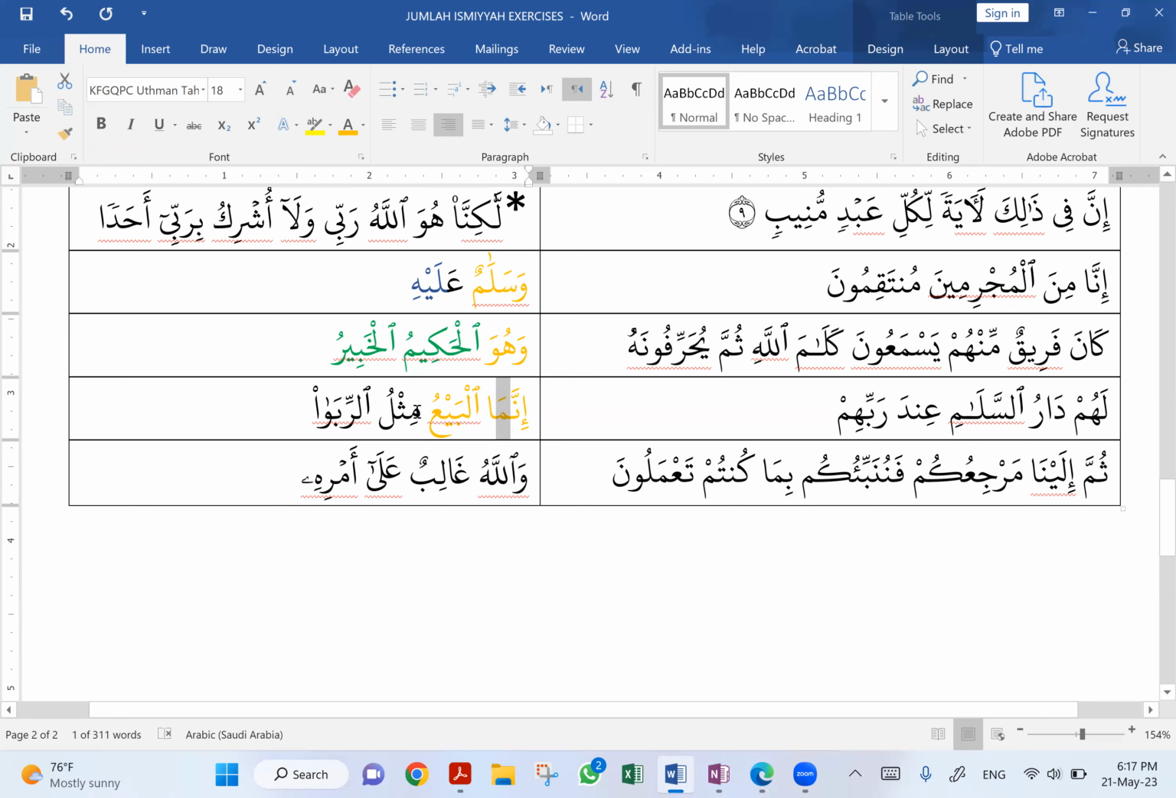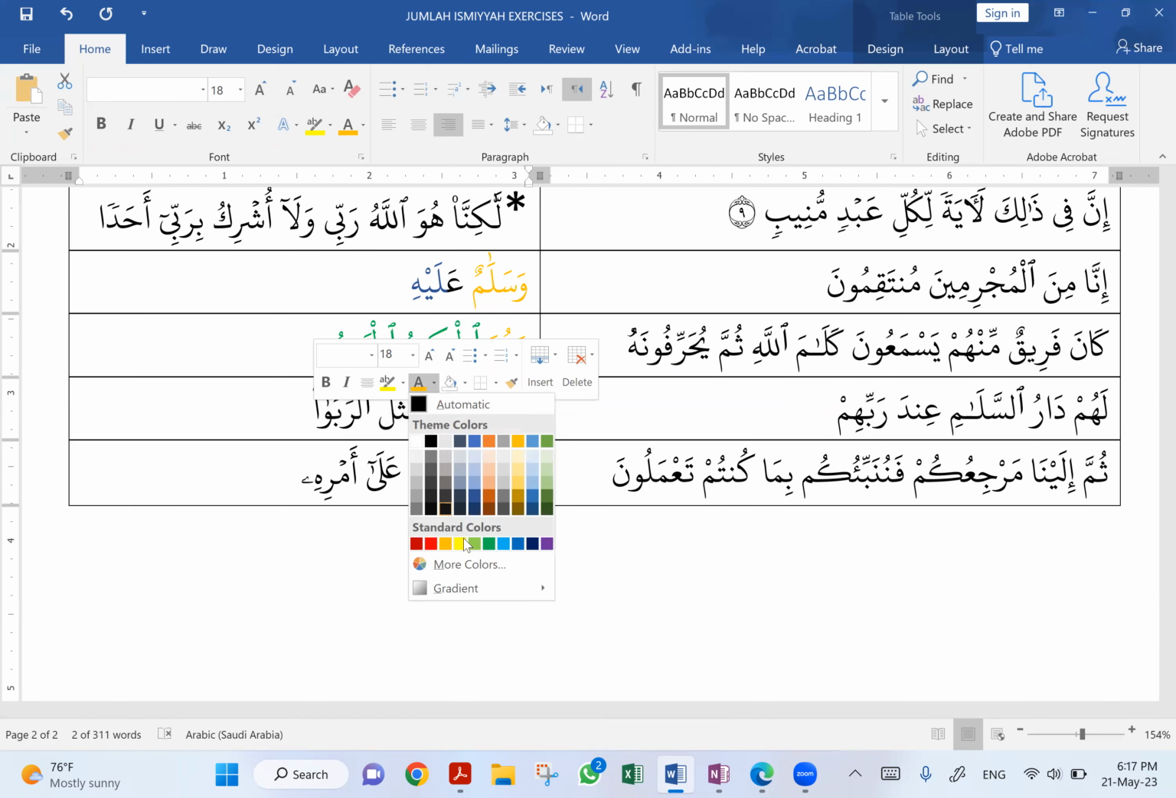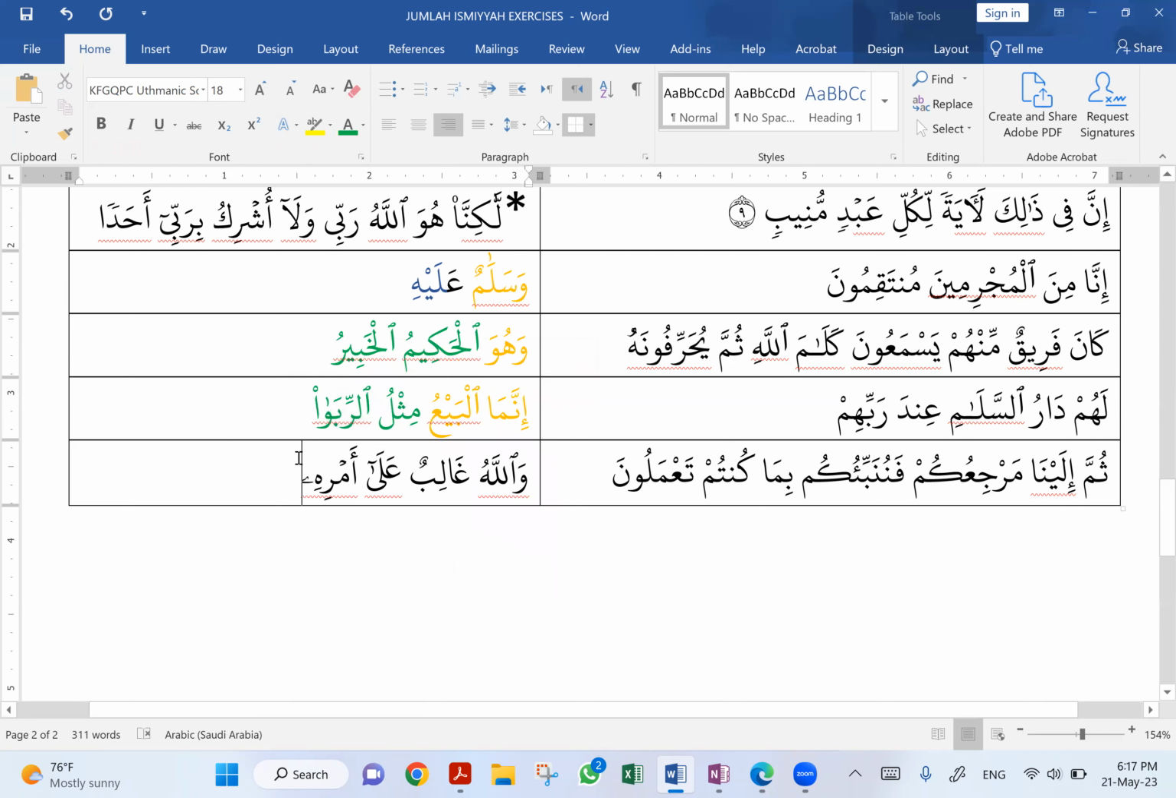So if that's our mubtada, mithlu riba will be what? Mudaf ilayhi? Khabar. Khabar, yes. So that's our khabar. Okay. I hope you can appreciate the way Jumlah Ismiyyahs are created, with so many varieties. You can see all these different varieties.